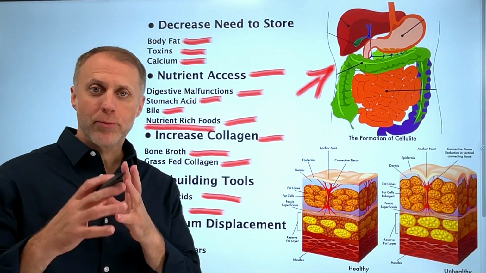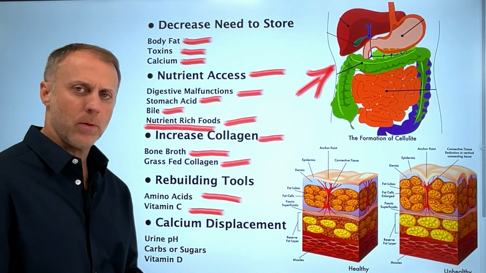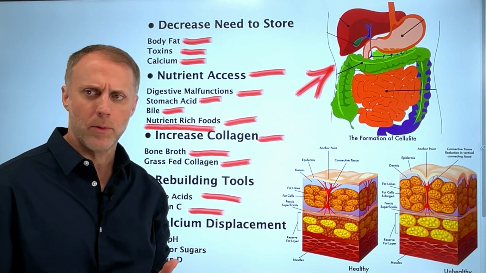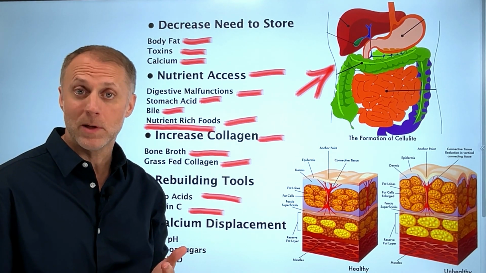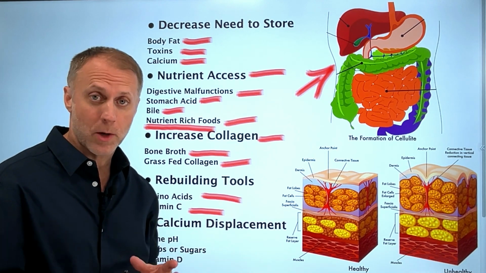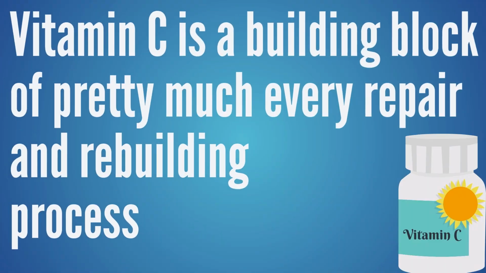It's also important to give the body these rebuilding tools like amino acids and vitamin C. So when the body is breaking down protein correctly, it can access amino acids and use those as building blocks. But if a person isn't making enough stomach acid and they're burping or bloating or having acid reflux or maybe even constipation, then those are signs of a person not acidifying their stomach correctly so that they can break down their food.